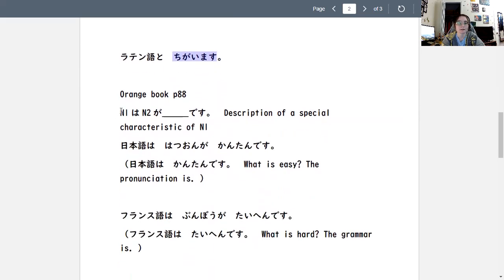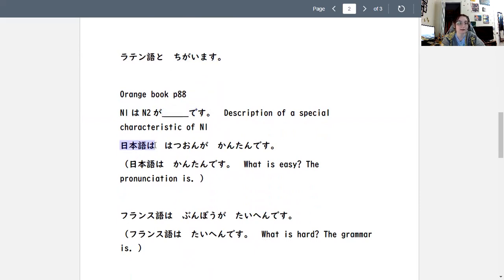Okay, and then this one, it's noun wa, noun to ga, blank desu. So you're describing an aspect of noun one, which would be noun two, but it's an aspect of noun one, and you're describing it with an adjective. It can mean e or not adjective.